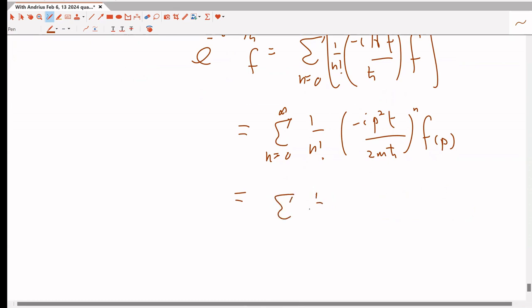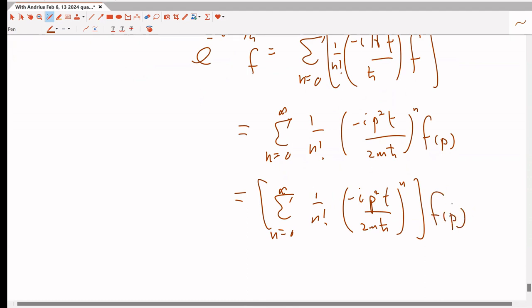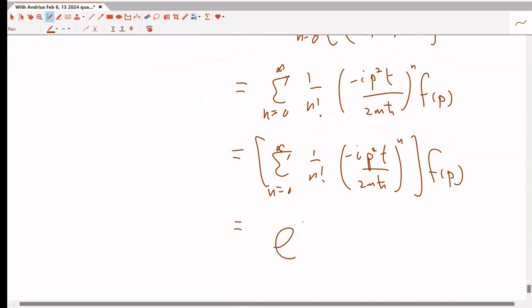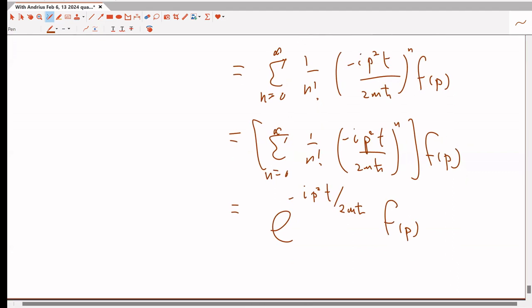So this whole thing is just 1 over n factorial, times (-i p squared t over 2mħ) to the nth power. That's just a function of p and t multiplied by this function. So this is equal to, just using the power series for e to the x, e to the minus i p squared t over 2mħ multiplied by this function f of p. This is multiplication by a function.